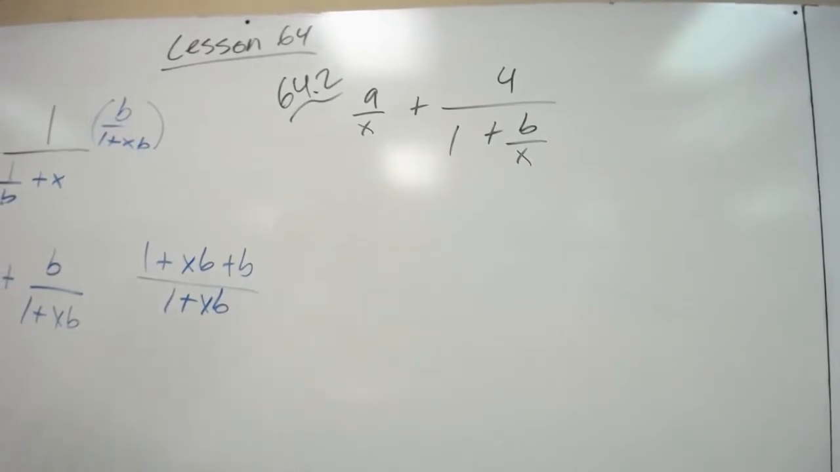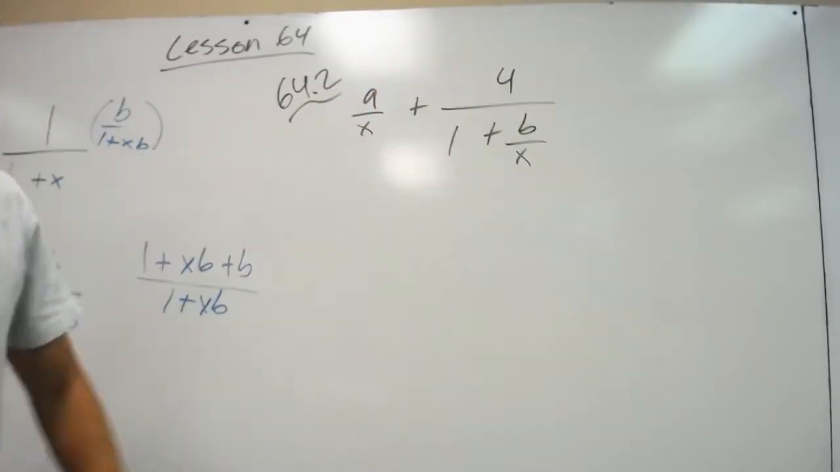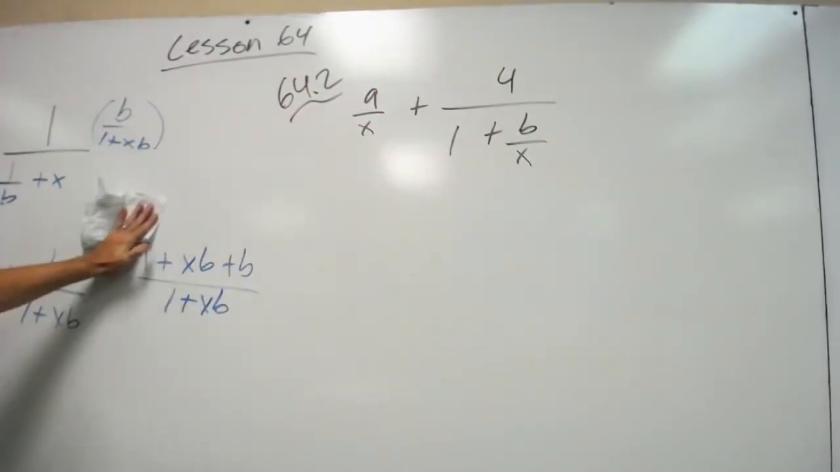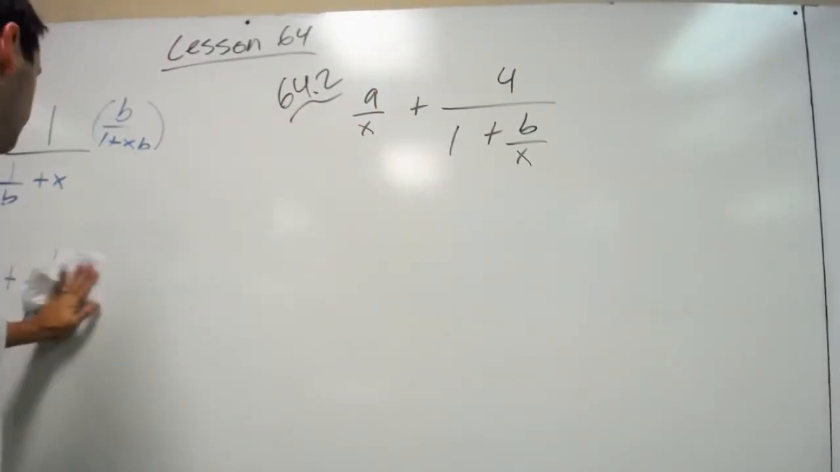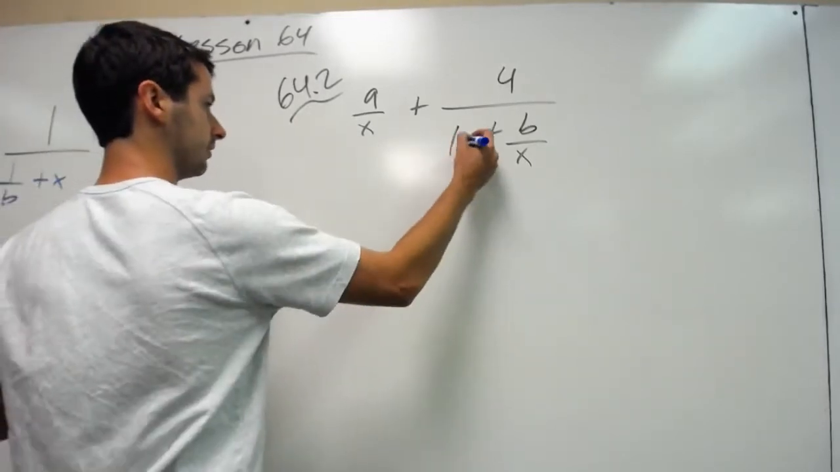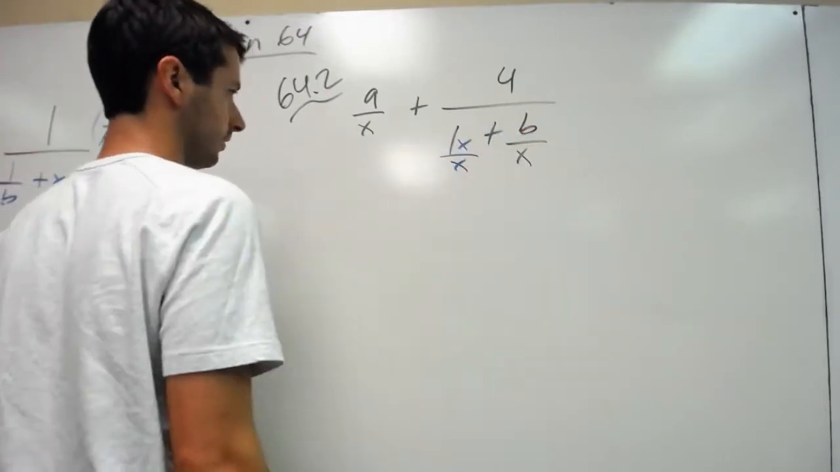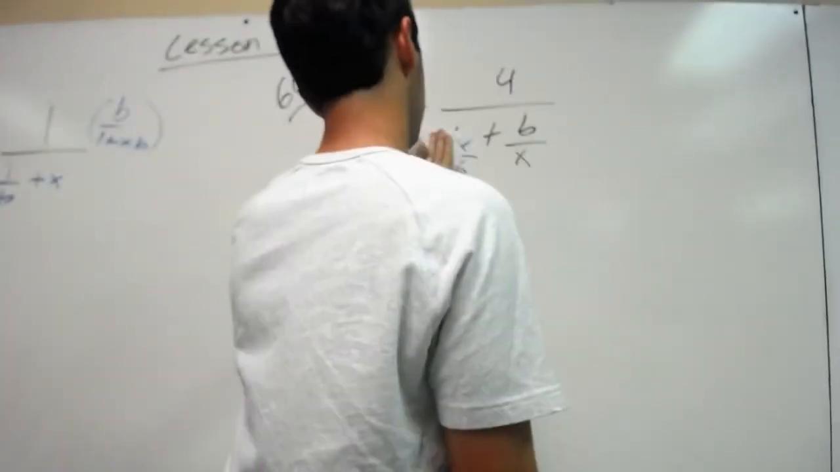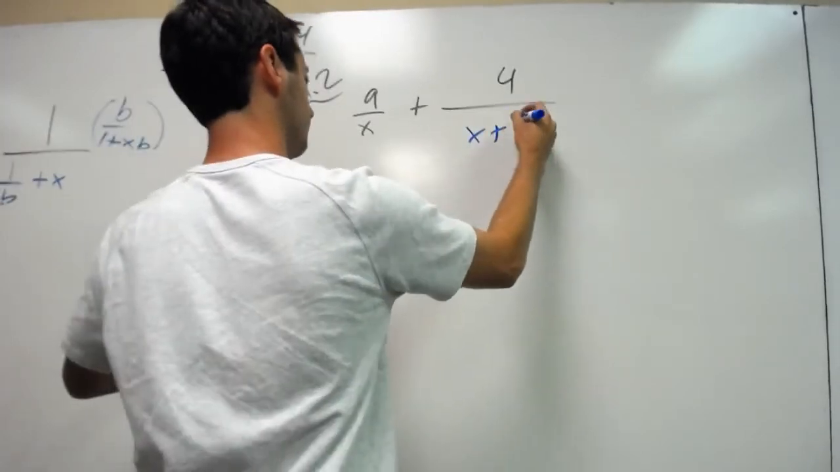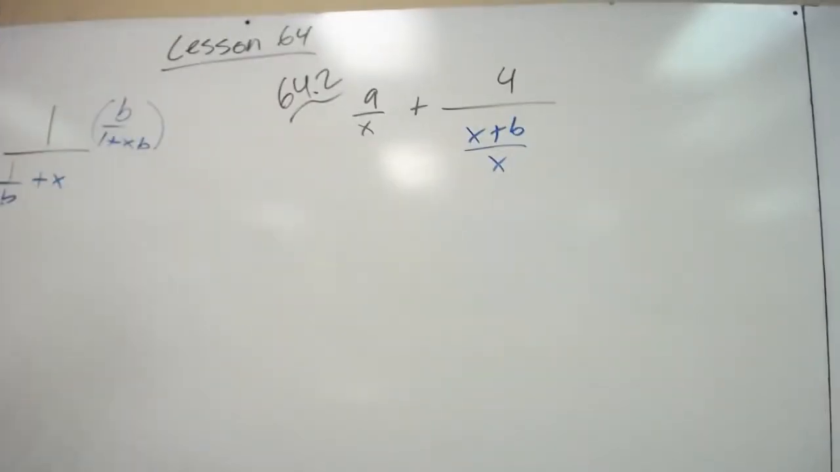64-2, same thing. Let's look at the bottom first. Look at the bottom denominator of the fraction, 1 plus b over x. Its common denominator is x. So we do x over x. And when we add those together, that equals x plus b over x.